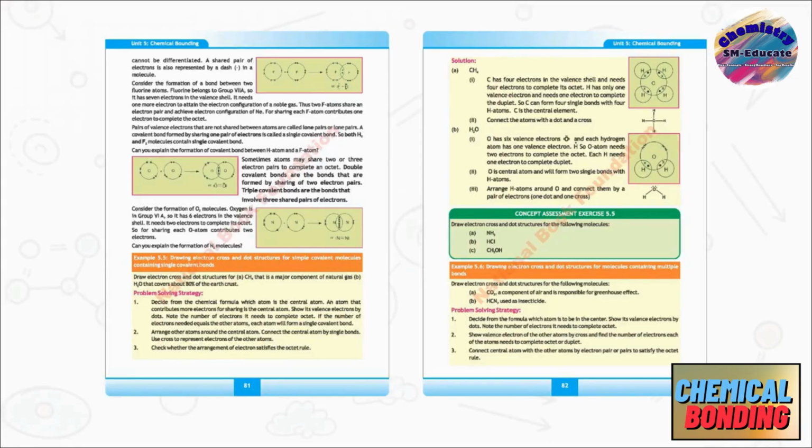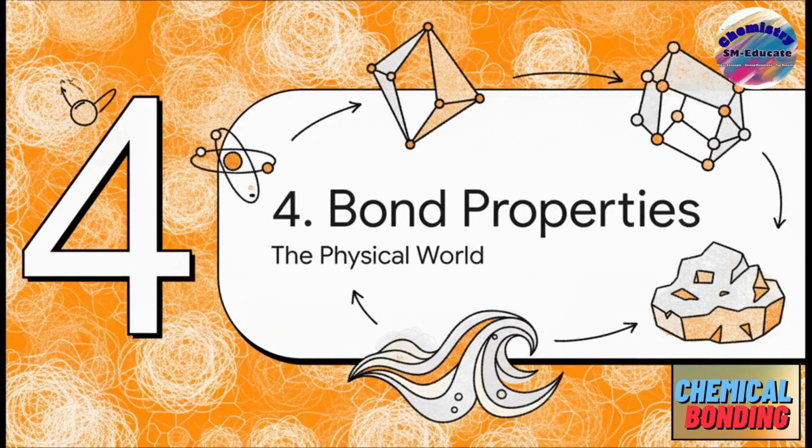Let's actually see this in action with methane, CH4, and water, H2O. Carbon and oxygen are our central atoms here. Notice how we systematically use dots for the central atom's electrons and crosses for the hydrogens. By methodically following our 3 steps, we can clearly map out these single covalent bonds, ensuring carbon gets its 8, oxygen gets its 8, and every single hydrogen gets its 2. Boom. Perfect stability. Which brings us to Section 4, Bond Properties and Uses, the physical world.